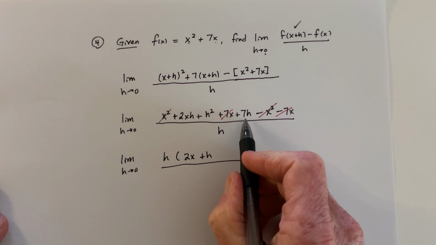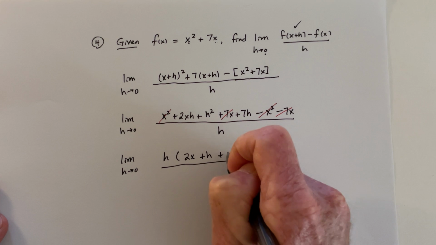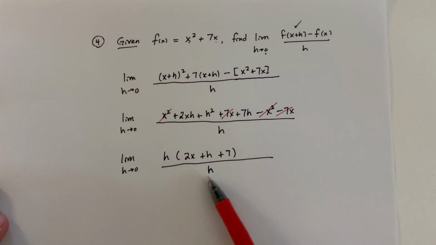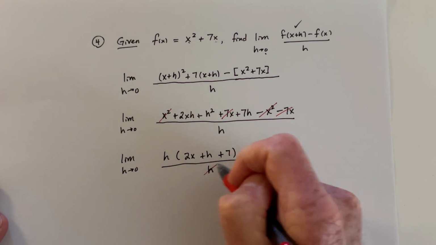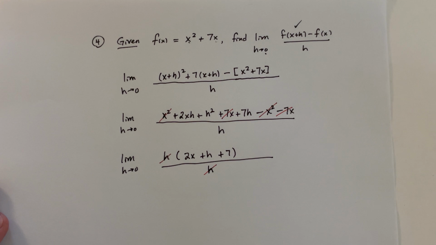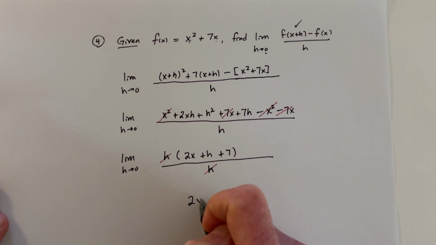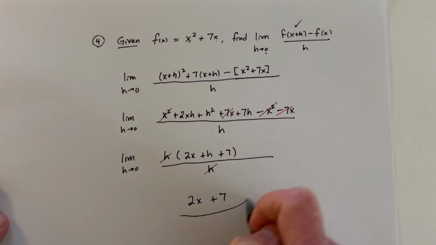And this will leave plus 7. And now this thing that would be causing division by 0 is going to get canceled. So the h's cancel. And for the last part, the h can become a 0. So all that's left is 2x plus 7.